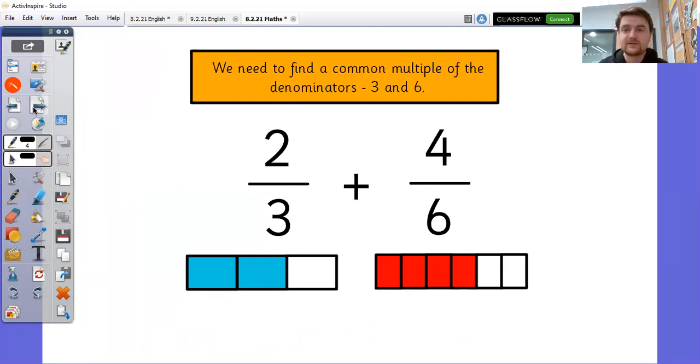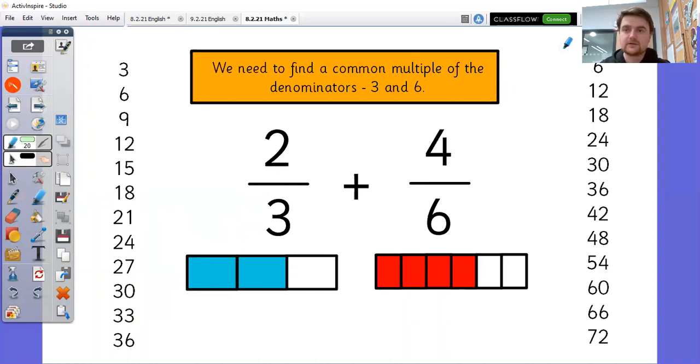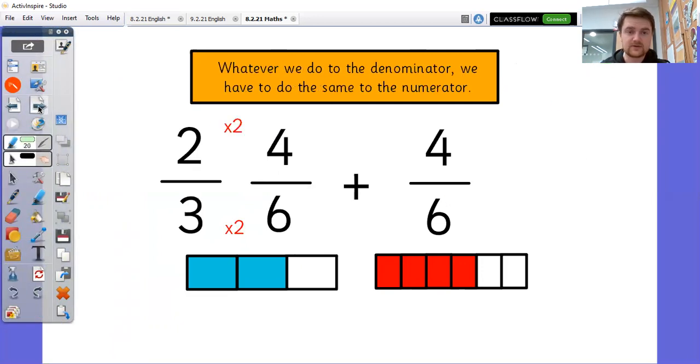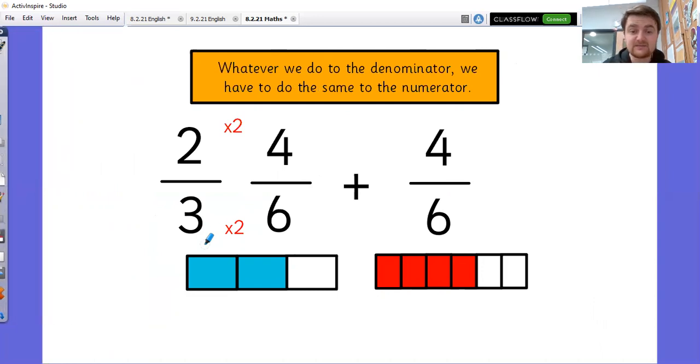We're going to go through our 3s and our 6s. And if I have a look and see, I think my face might be in the way there, but the lowest common multiple is 6. So I don't need to change my 6ths. They already have 6 as the denominator, but I need to multiply 3 by 2 to get to 6, which means I need to do the same to the numerator.